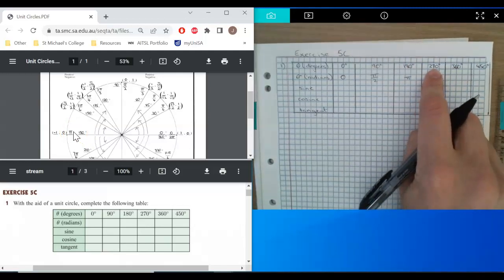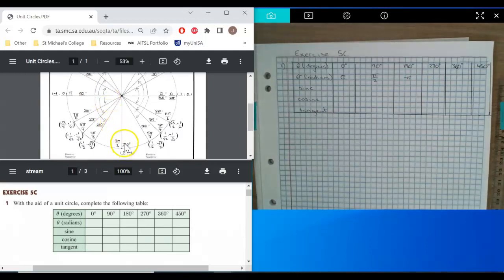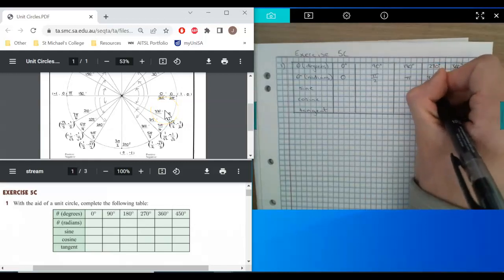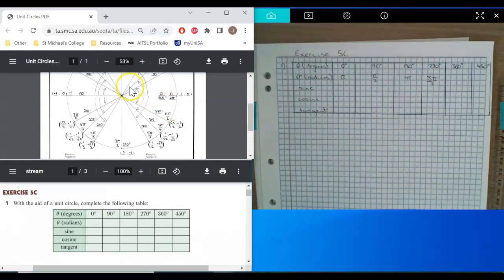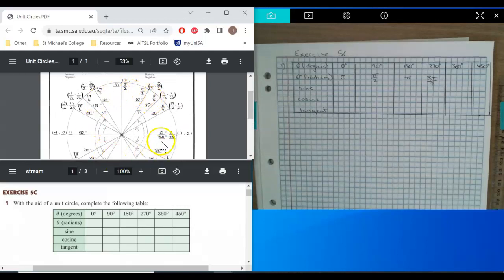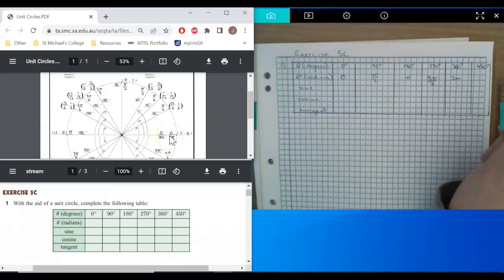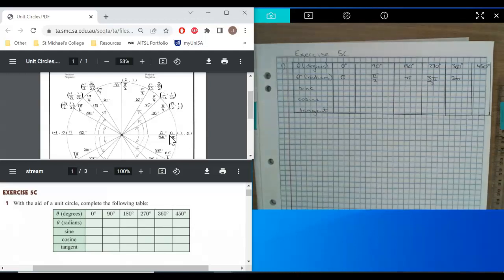270 degrees, we know that it's going to be 3 pi on 2 radians, so 1.5 revolutions. Then 360 degrees would be 1 full revolution, so we come back to our initial position, which is 2 pi. And then finally 450 degrees is going to be 5 pi on 2.